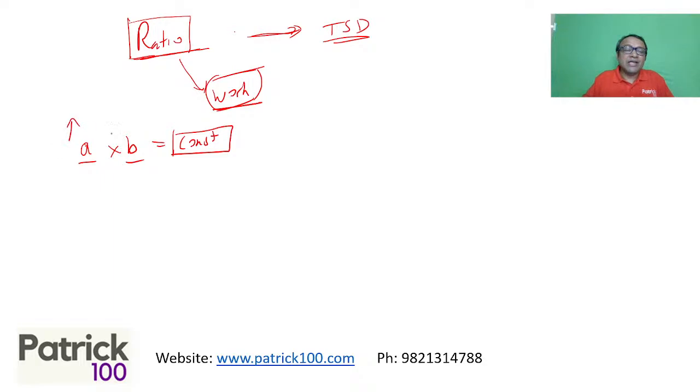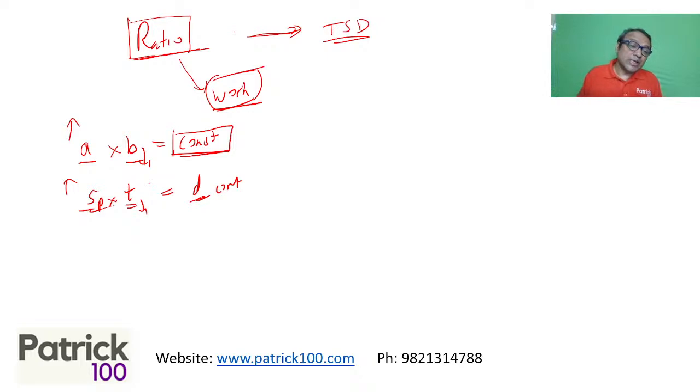So when A increases, B will decrease because the product is constant. Right? When A increases, B decreases, because the product is constant. Normally in time, speed, distance, distance is equal to speed into time. I'm just giving an example where distance is constant. So speed and time are inversely proportional. More the speed, less the time, or vice versa.